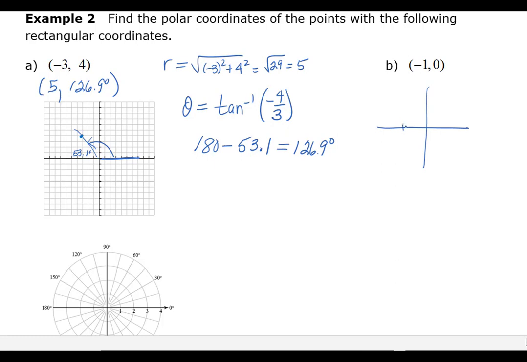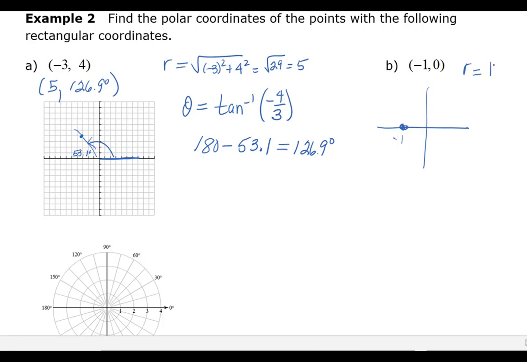So -1, 0 would be right here. What we know in this one, you can actually do this without doing a whole lot of work. I mean, you know that r is the distance away from the pole, and the pole is right here. -1, r has to be equal to 1. So we know r is equal to 1.